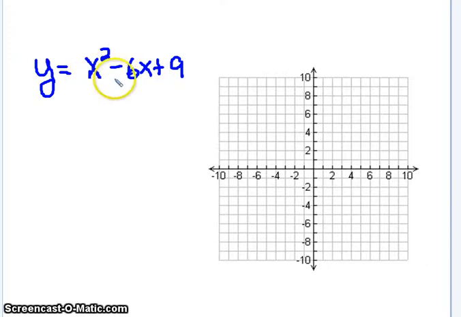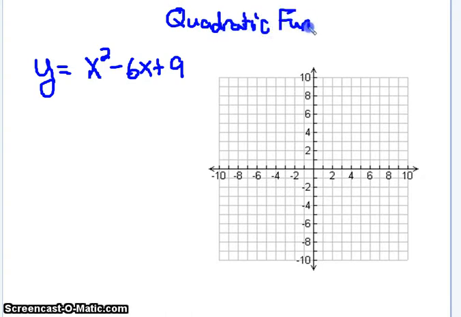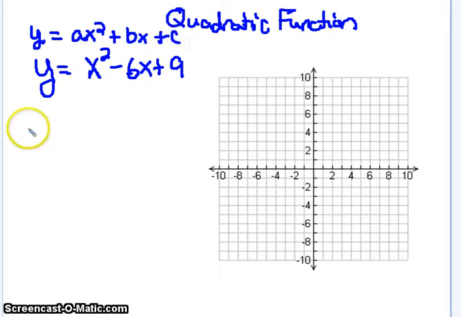But if we have y equals x squared minus 6x plus 9, then what we actually have is a parabola. We know it's going to be parabola shaped, and it is a quadratic function. The quadratic function is the form y equals ax squared plus bx plus c.